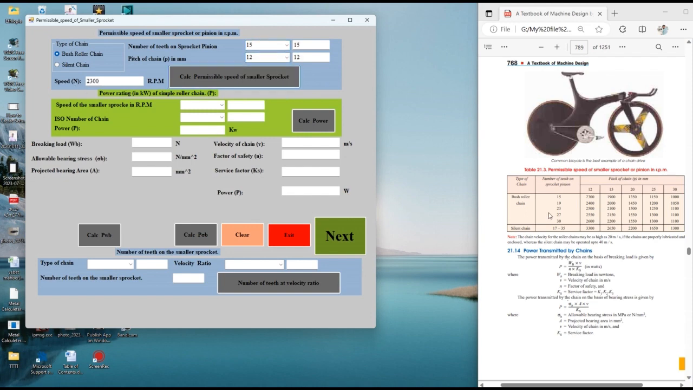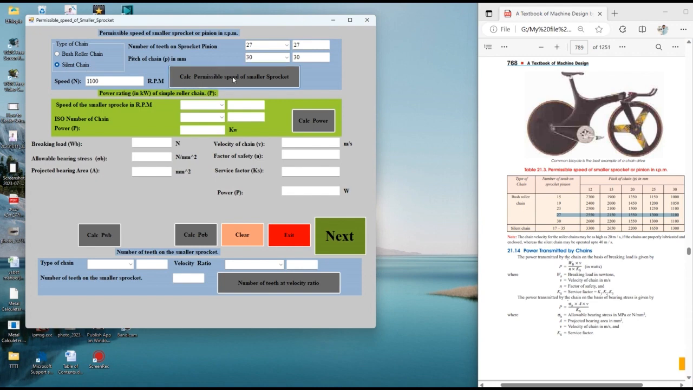Then calculate the RPM. Do you see? Type of chain, bush roller. Number of teeth on the sprocket 15, and pitch of the chain 12. Then the RPM becomes 2200. When we change this value into 30, the RPM becomes 23. Do you see here? If we change this into 27 and calculate the value, yeah, the value becomes 1100.